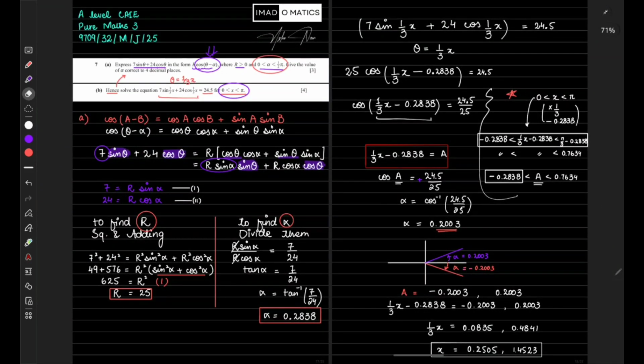So this is the whole procedure of doing this trigonometric question. I hope you understand all this.